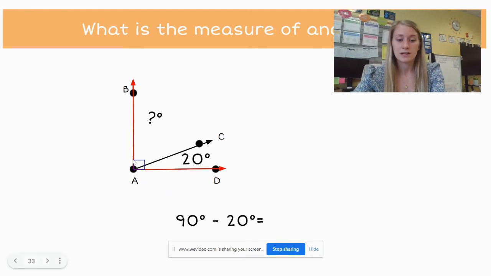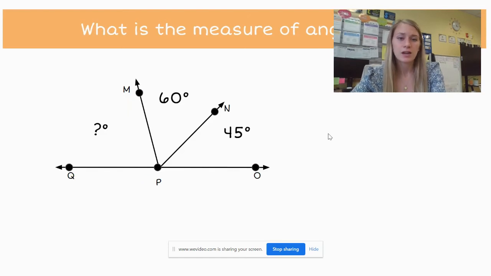So we take 90 degrees, the total, minus 20 degrees, the known angle, and we get 70 degrees. That's going to be our missing angle. Now you can check your work by adding 70 plus 20 to make sure it equals this total angle of 90. 70 plus 20 does add together to equal 90. Let's try that again. So what is the measure of angle QPM? We have Q, P, and M right here.